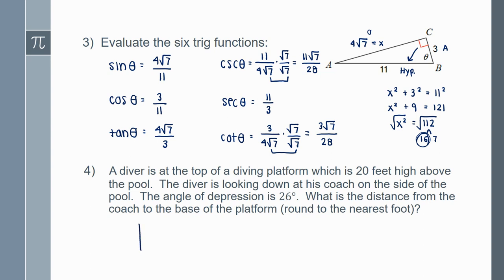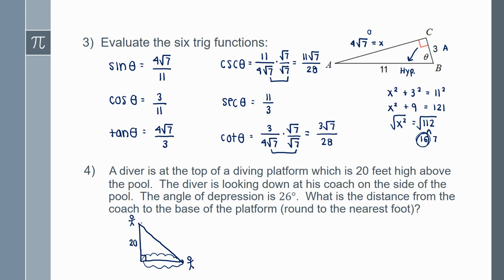When we are asked to do these types of problems, we're thinking about right triangles because we are doing right triangle trig. Okay, think about the vertical side. Well, that's going to be where the guy is diving. The guy is up here on the platform. So up here, this is the distance. It says it's 20 feet high. So that is the height of the platform. Then it's saying the diver's looking down at his coach, which is on the other side of the pool. Well, this is where the pool is. This is the pool. The coach is down here.